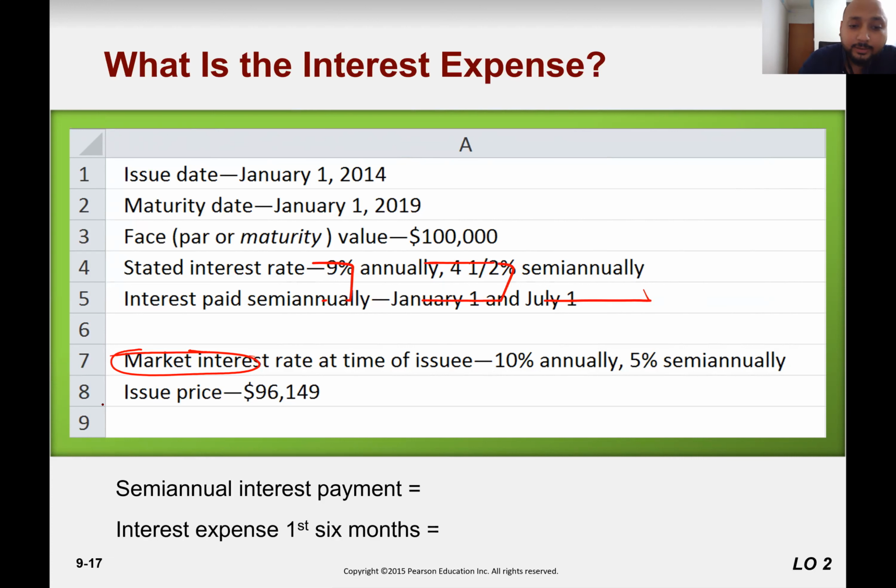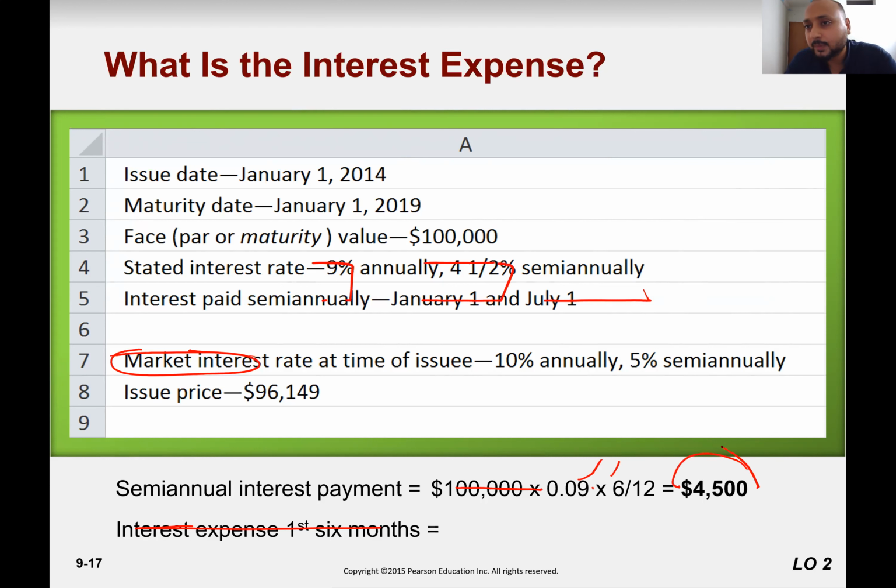So interest payment is different, and interest expense is different. Interest payment is going to be simple: 100,000 multiplied by 9% multiplied by 6 by 12, or just 9% divided by 2. Answer is 4,500. That is the cash payment going out from our pocket, that those who hold this bond will receive after 6 months, 4,500. But what is the expense?